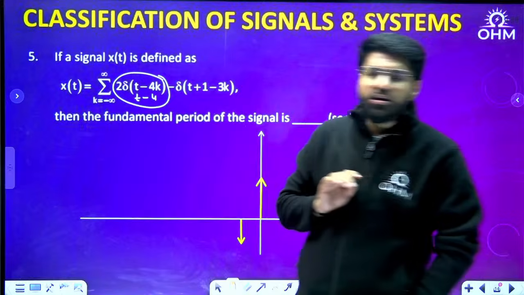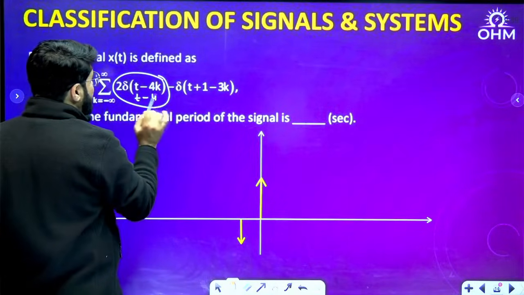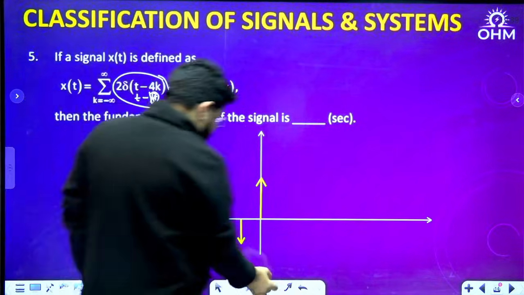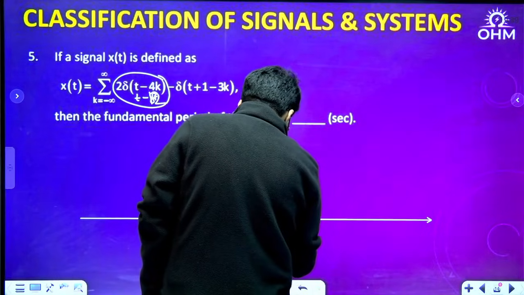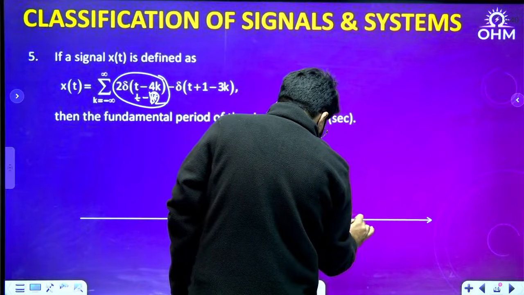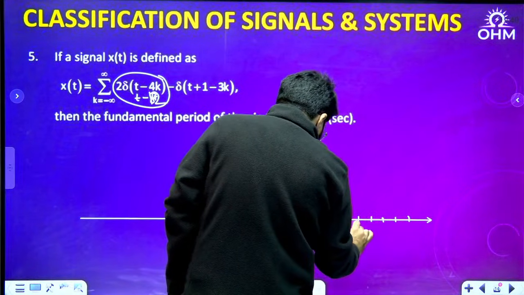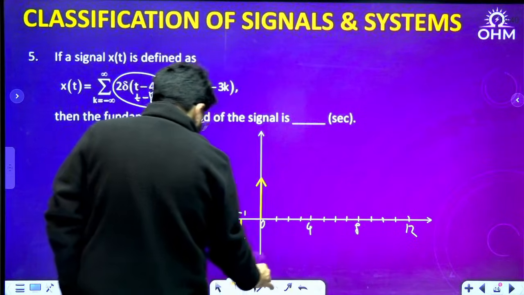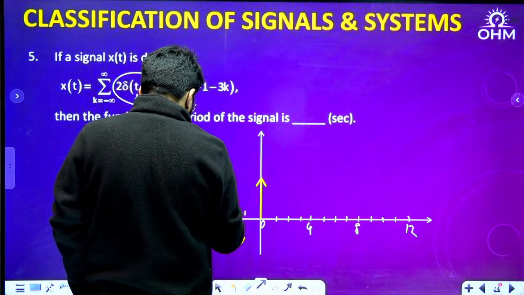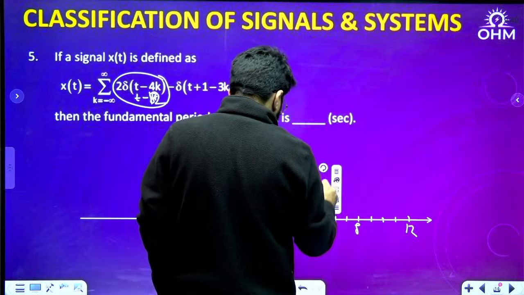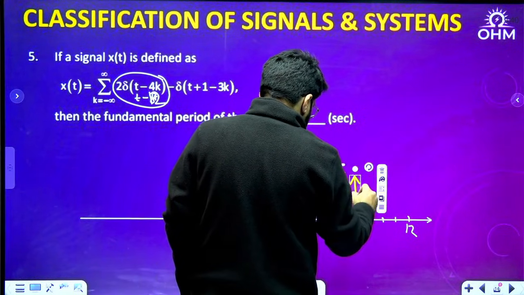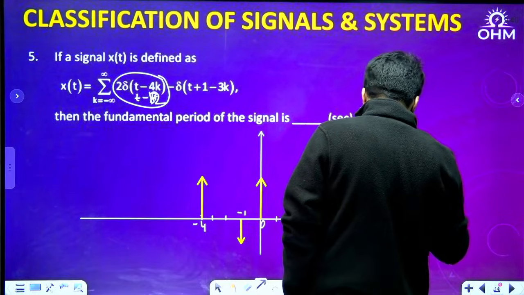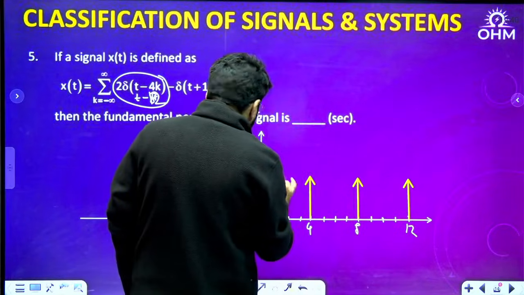Correct. Shalem has the answer. Now if I take k equal to 1, delta t minus 4, impulse at 4. If you take k equal to 2, impulse at 8. If you take k equal to 3, impulse at 12, like this. All these impulses have the area of 2.